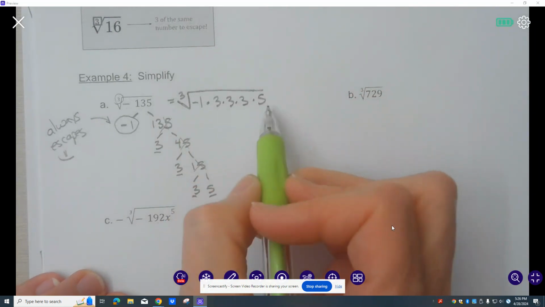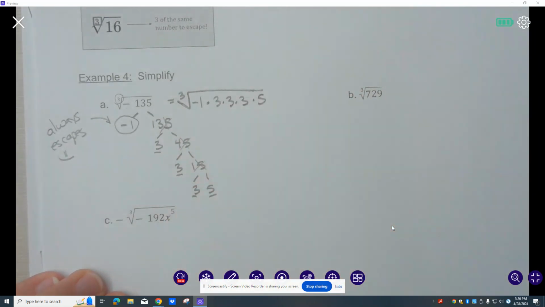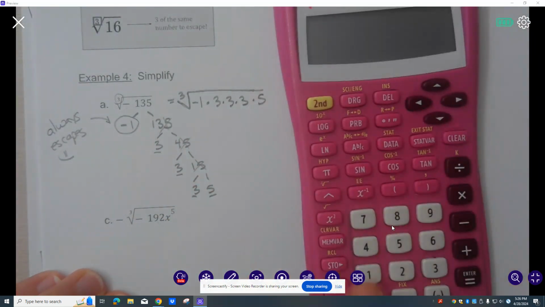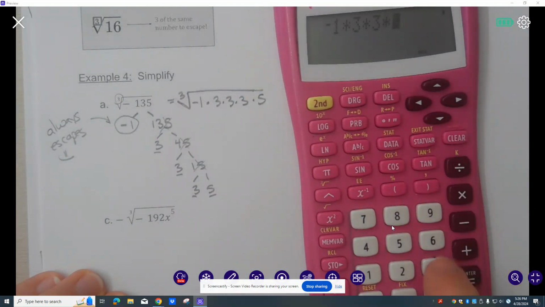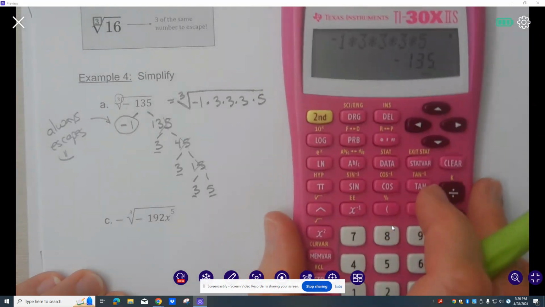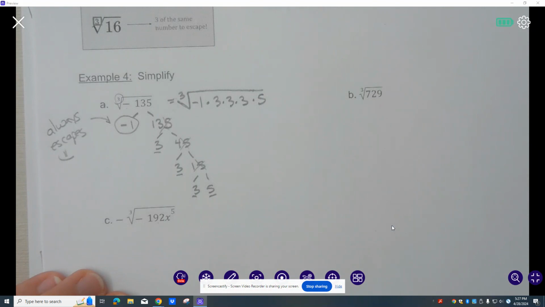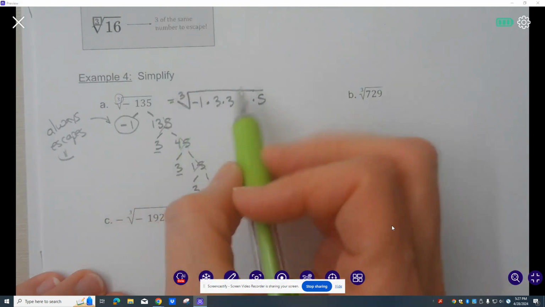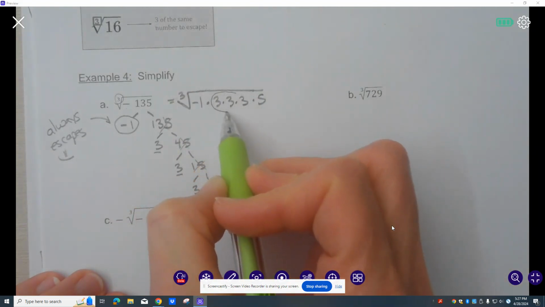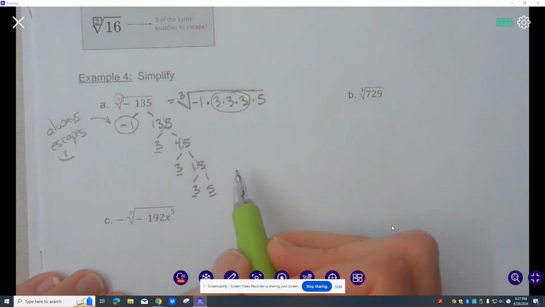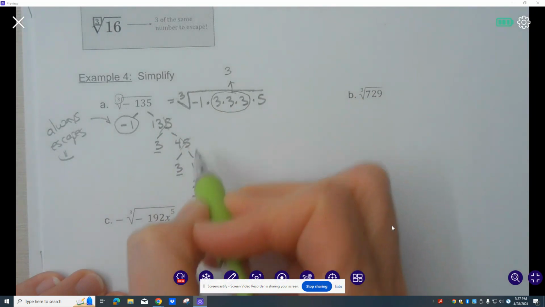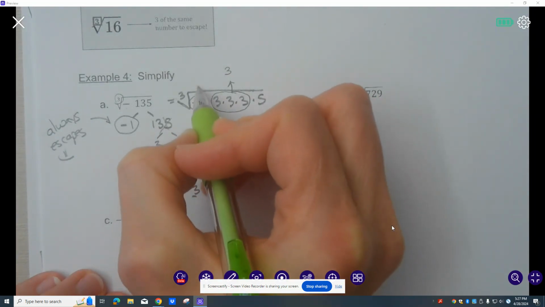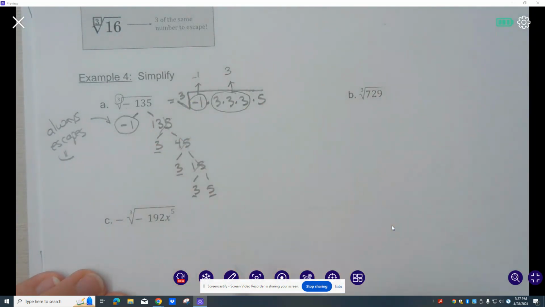Now, if you put this in your calculator, you would get -135. I'll show you. -1 times 3 times 3 times 3 times 5, -135. I encourage you to do this to check your work. Now, high security. You need a group of 3 to even try to escape, but still only one will make it out alive. -1 always escapes.